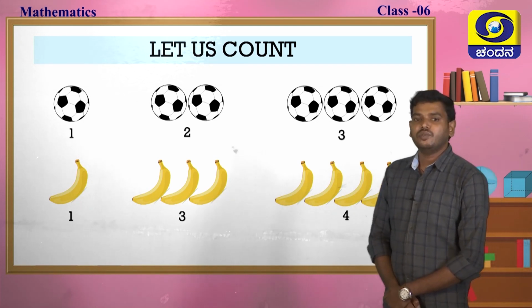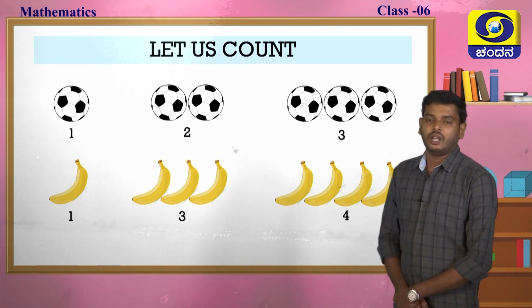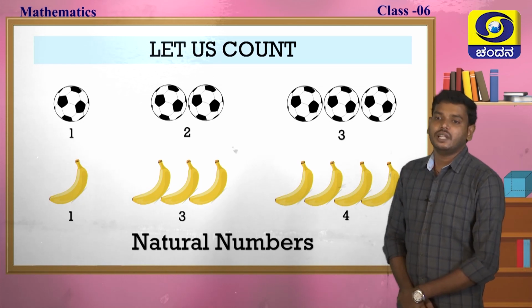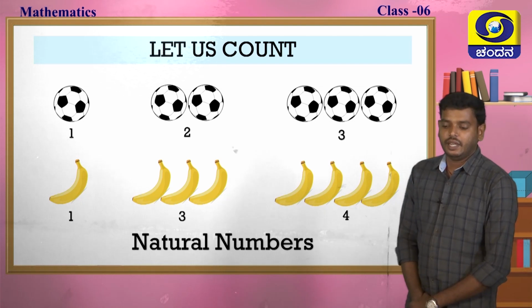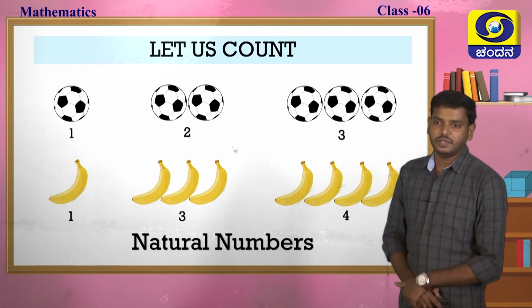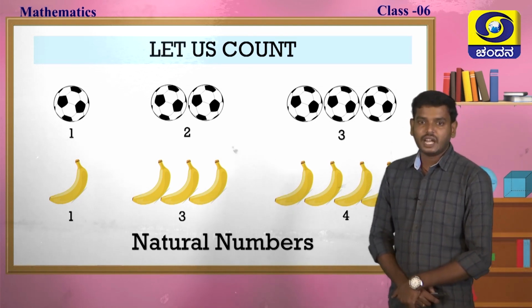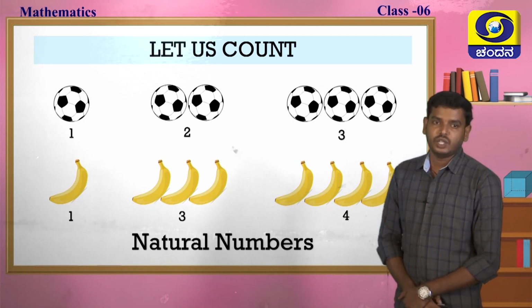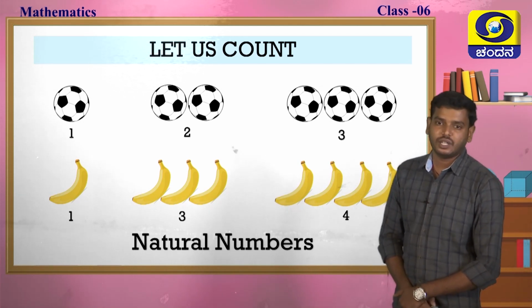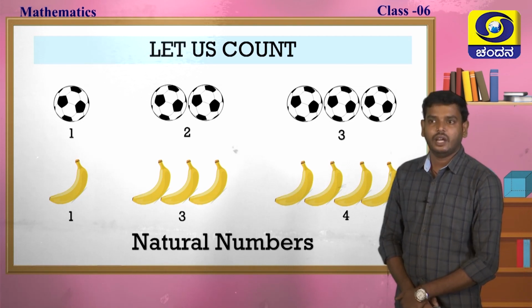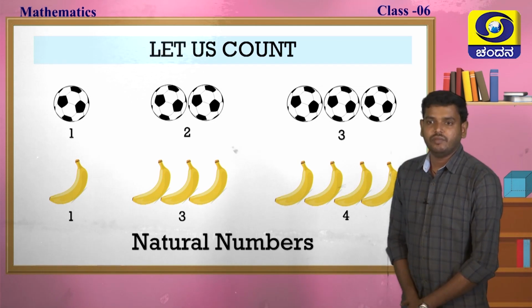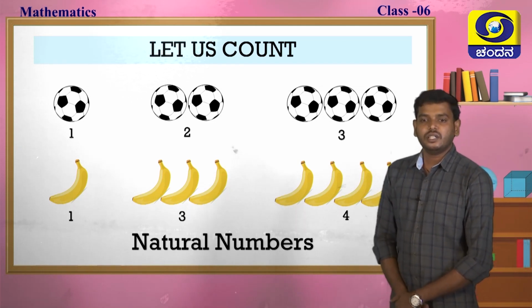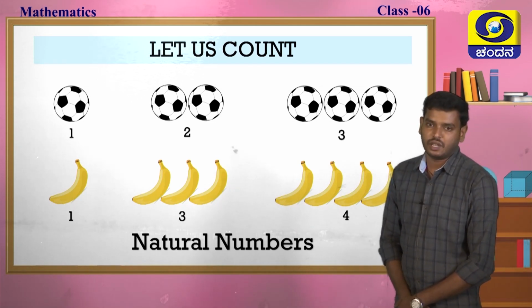So the numbers which start from 1 are called natural numbers, also called counting numbers. Naturally, to count, we start from 1 itself. Hence these are called natural numbers and also counting numbers. Students, we will see the discussion of natural numbers now.